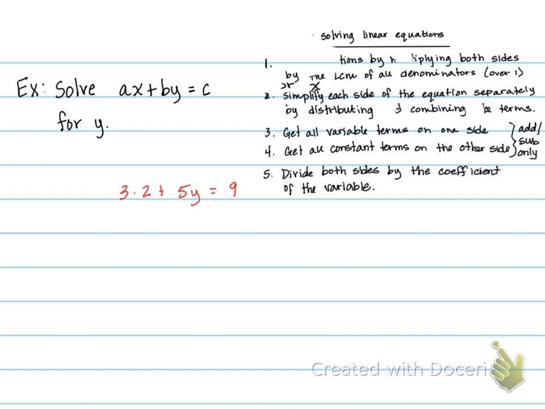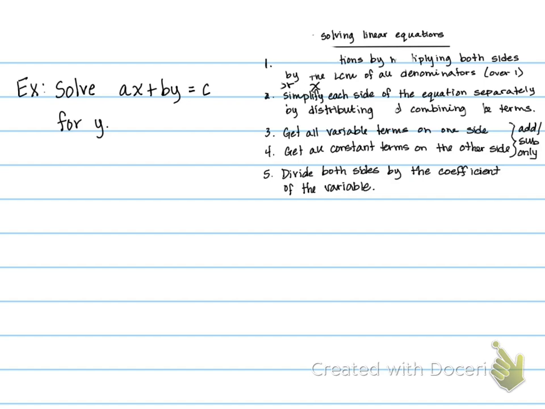So we are on step 4 at this point because all the variable terms are already on one side. That 5y is on one side. And so the next step is just to subtract 6 from both sides. So this equation, ax plus by equals c, is exactly the same. It's a number plus a number times y equals a number. That's all it is, I promise.